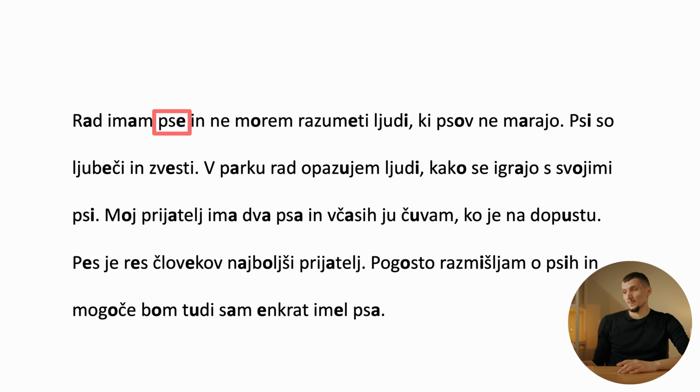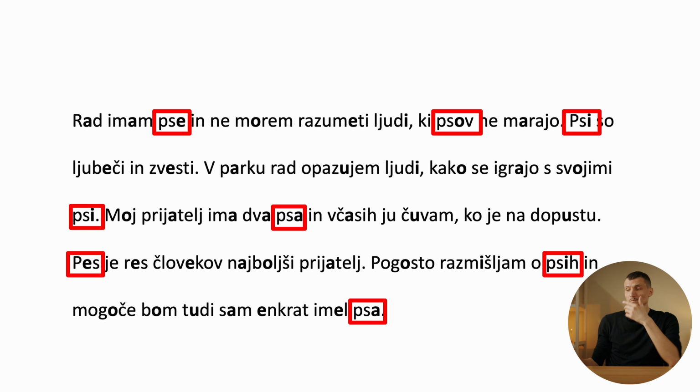Now we have pse, pso, psi, psi, psa, pes, psich, psa. So we have the word psi twice and the word psa twice. But even those 2 psi and 2 psa are actually grammatically different. They express different things. It's just that they express them with the same word in appearance, but it's kind of a different psa and a different psi both times. So we have 8 different versions of dog in Slovenian.